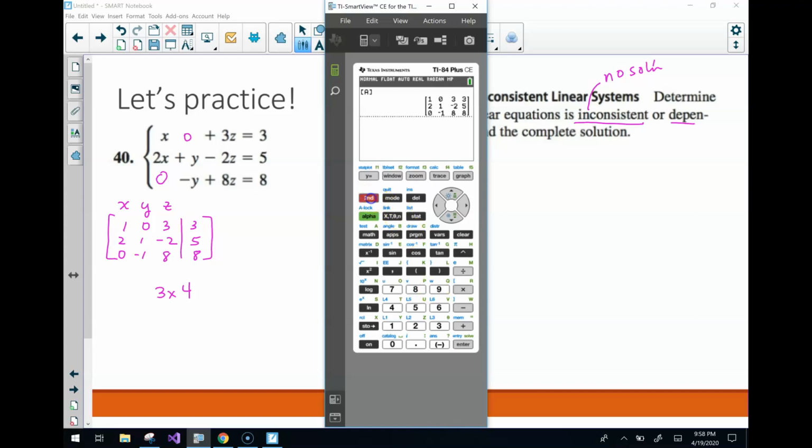So now we're going to do second matrix, math, up arrow to get to RREF faster. We're going to reduce row echelon form. We're going to use the Gauss-Jordan elimination method to solve matrix A. Okay, we hit enter.